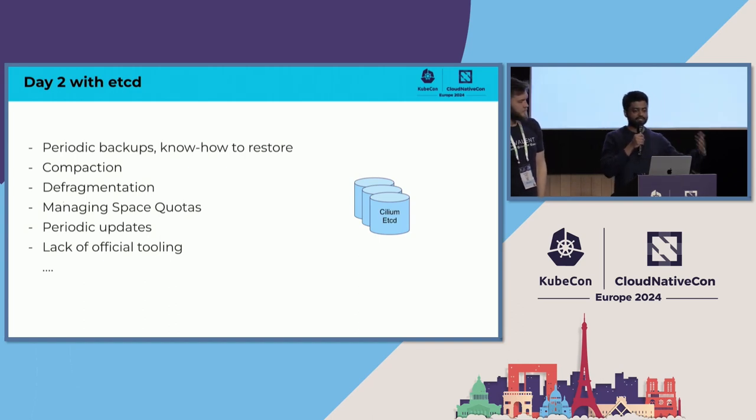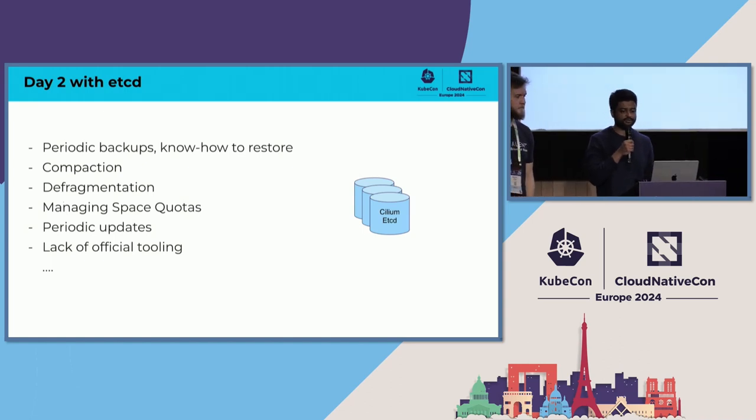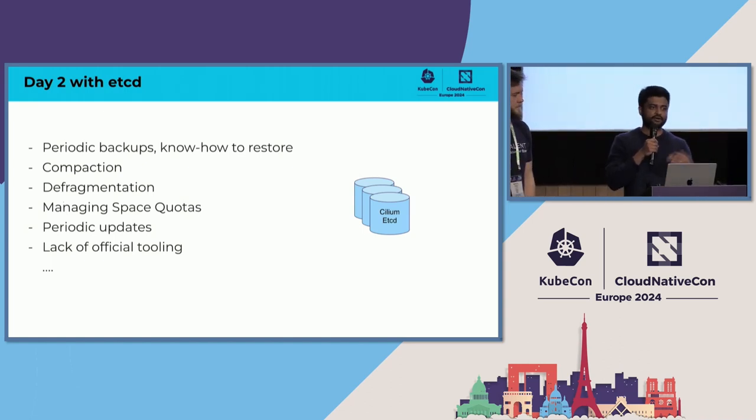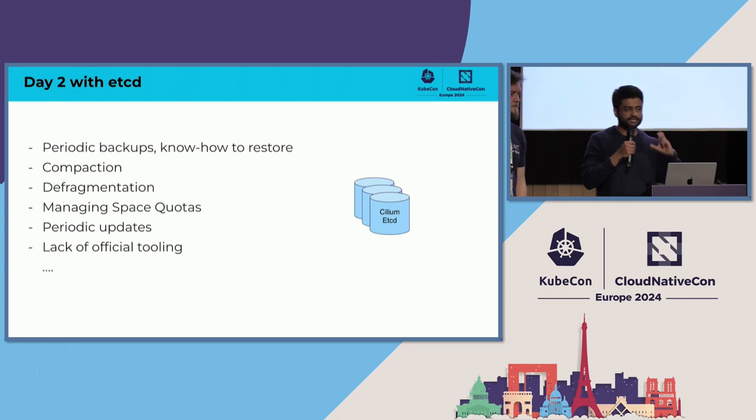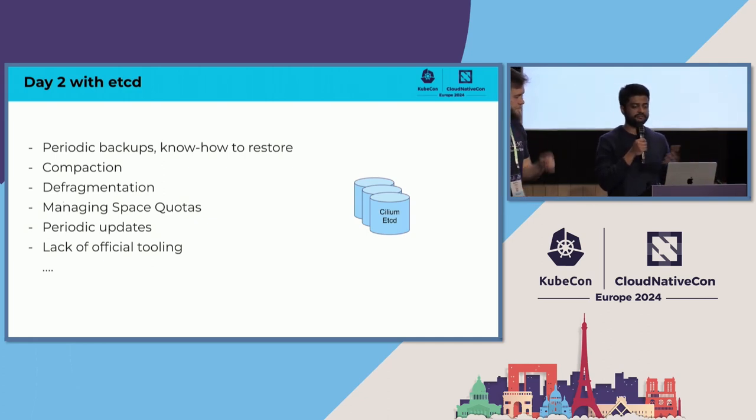And etcd clusters also have default space quotas. So if you fail to do these defragmentation operations or something else happens and you end up filling your quota, etcd goes into an alarm state, right? And when it enters this alarm state, it again stops responding to read or write requests. And that's bad as well. On top of that, you'll also have to worry about periodic updates, security patches, and things like that. The crux of this problem is there is no official tooling to take care of all of this. So you either have to write your own tooling or use some unsupported or unofficial things that exist on GitHub.